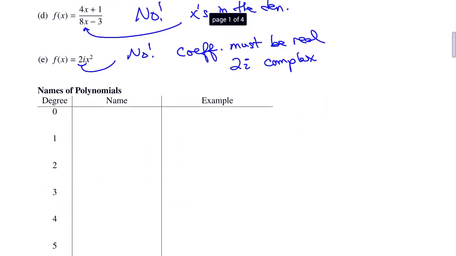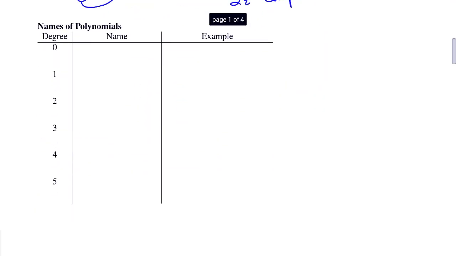Polynomials have names based on their degrees. Recall that the degree is the highest power in the polynomial. If you have a polynomial of degree 0, we call that a constant. And an example of a polynomial that is a constant is f of x is equal to -3. It's just the number.